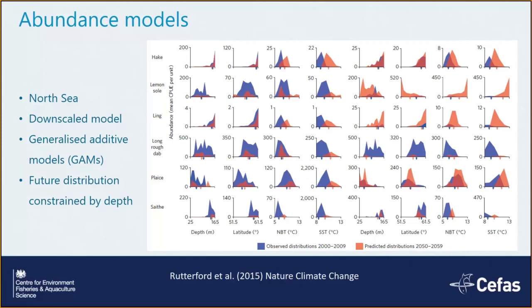So Louise Rutherford at the University of Exeter did this work where she was looking specifically at the North Sea, and she used this downscaled climate projection, and she used GAMs as well. So she did fewer species than Miranda. Because she was using GAMs, she was able to look at the parameters individually and spend a bit more time looking into the detail of what was actually happening with each of the species and the different variables. One of the interesting things she found was that some of these species would be constrained by depth in the future. They'd already shifted a lot in terms of depth from the 1980s to now, and there wasn't a lot of depth left for them to move to in the future.